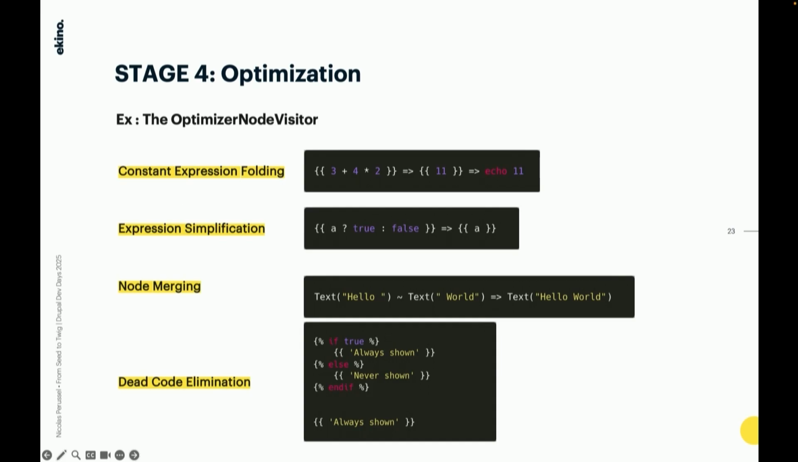Here you have some optimizations provided by Twig core. Constant expression folding. If you are writing something like that in Twig, it's not really necessary, so we can simplify this easily. We have expression simplification, such as this ternary. It's not useful. Node merging can be a little more complicated. Dead code elimination. We have loop optimization. I don't have a slide about it, but it's very interesting to deep dive into this subject. We have partial validation, we have AST caching, something like that. So the optimization phase is very important.